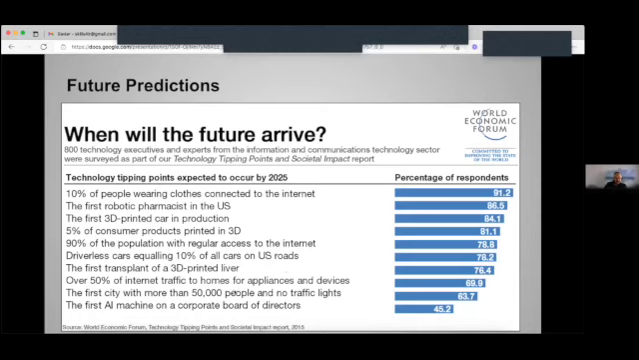Over 50% of internet traffic to homes for appliances and devices. The first city with more than 50,000 people and no traffic lights. That's a very interesting one. And the first AI machine on a corporate board of directors.